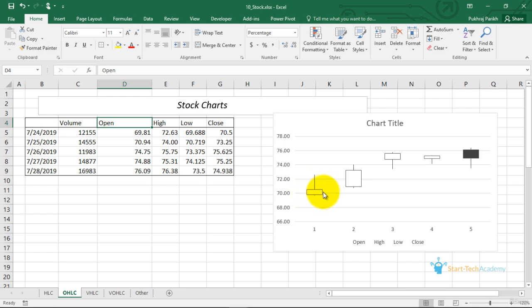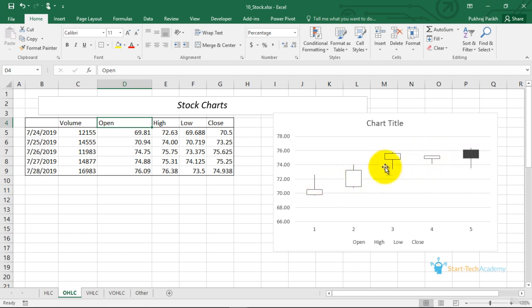This box is for the opening and closing price. One line of the box gives you the opening price and the other gives you the closing price. To differentiate whether the opening price is lower than the closing price or higher than the closing price, we have the color of the box.